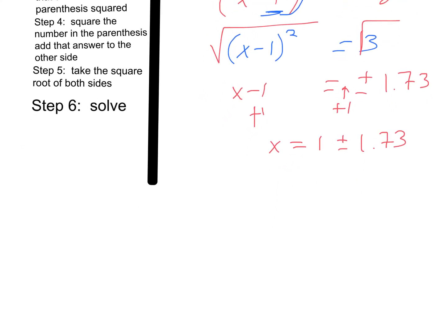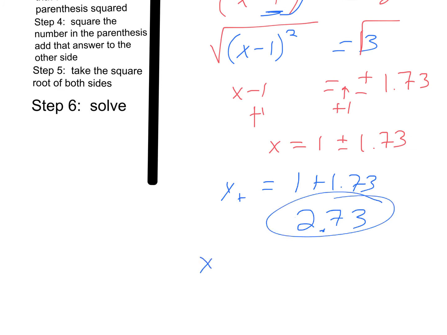Now we have to do our positive and negative solution set. So the x positive says 1 plus 1.73 is 2.73. Let me get rid of that little dab there. I'm sure it's going to drive somebody crazy. So there's our negative. We go 1 minus 1.73, which is negative 0.73. And there you have it.